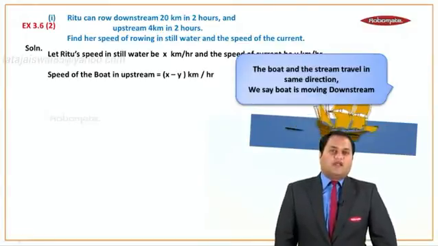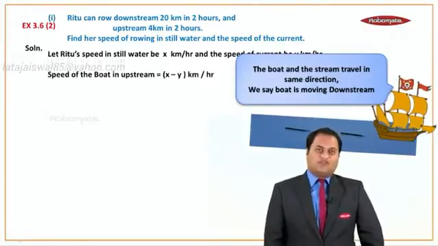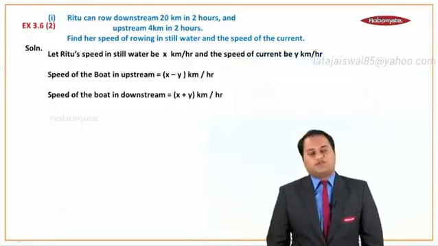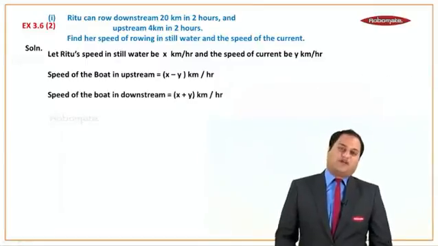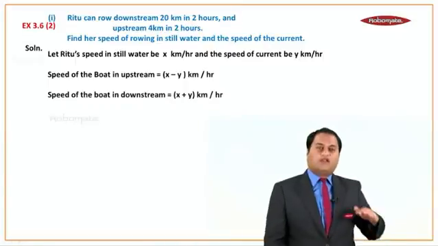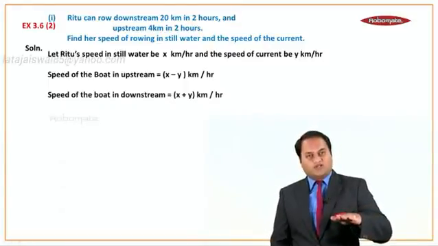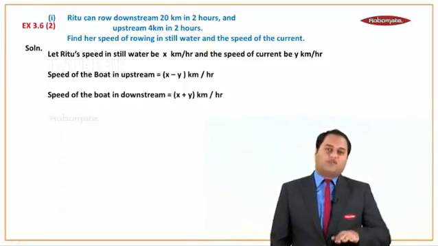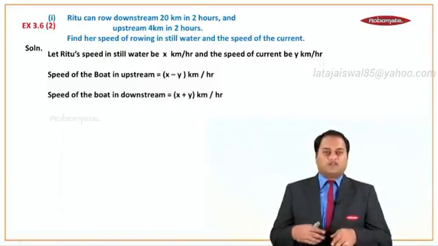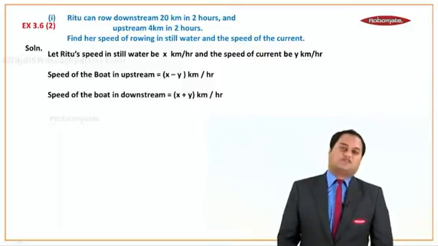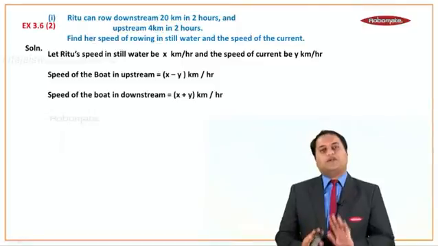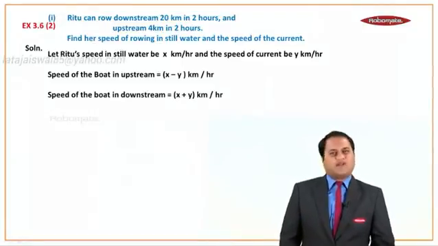When the boat and stream travel in the same direction, we say that the boat is moving downstream. So downstream what will happen to the speed? The speed will increase. So what will be the speed of the boat in downstream? It will be x plus y. So these are 4 important statements of this sum. Let Ritu's boat speed be x kilometers per hour. Let the speed of the stream be y kilometers per hour. So the speed of the boat in upstream is x minus y and downstream is x plus y. Because upstream speed decreases, downstream speed increases. As simple. Clear? Now the sum is simple.